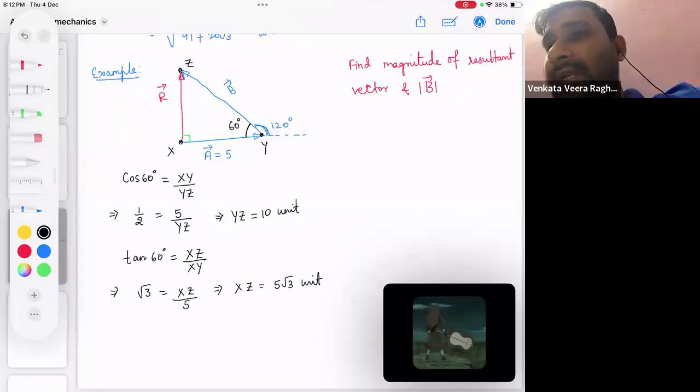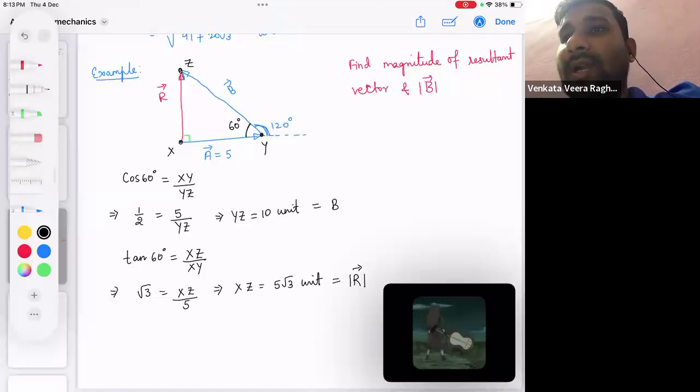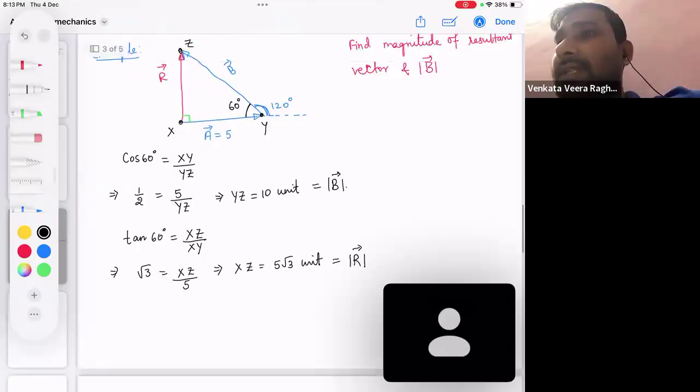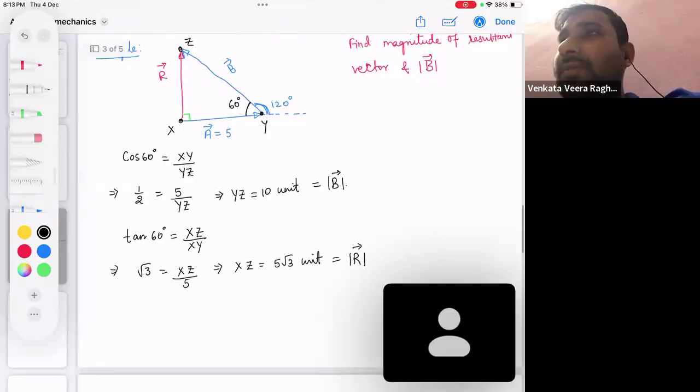Okay, so XZ will be called as what? Magnitude of resultant, and YZ will be called as what? Magnitude of B vector. Is that clear? Yes, sir. Now understood this question? So can we go to the next question now?